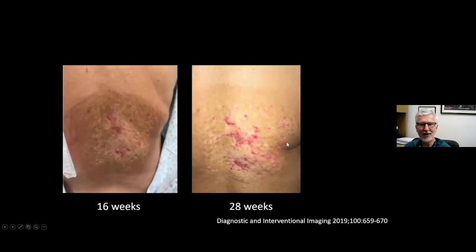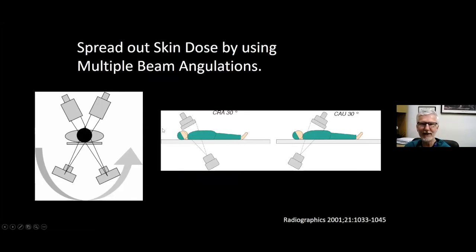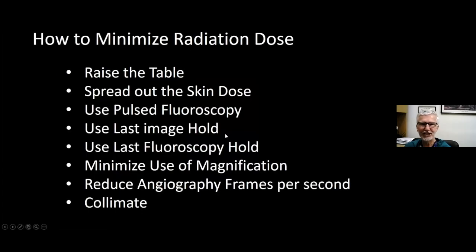You want to try to spread that dose out over their skin by using different obliquities during the procedure. You want to always also follow these other rules of ways to minimize radiation for this patient during the TIPS. You want to raise the table as high as you can get it, spread the skin dose out, use pulse fluoroscopy, use last image hold, last fluoroscopy hold, minimize magnification, reduce your angiography frame rates per second, and collimate. Those are all ways to reduce radiation dose for the patient.